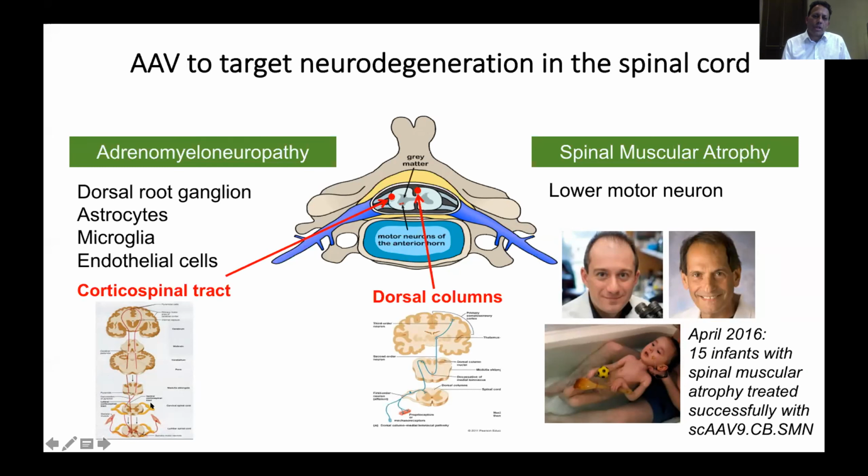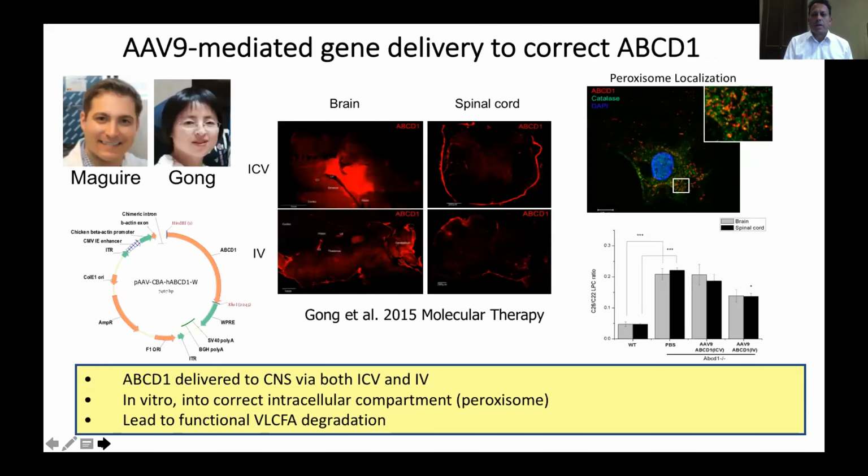These are the structures that transmit information from the brain down into the periphery in terms of the motor signals through the corticospinal tracts, and some of this sensory information for balance that is needed to come from the periphery up to the brain. So very critical structures for gait and balance that we think we can deliver to in a similar way.